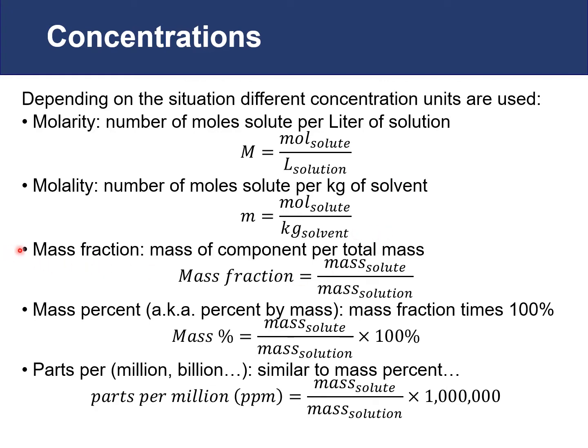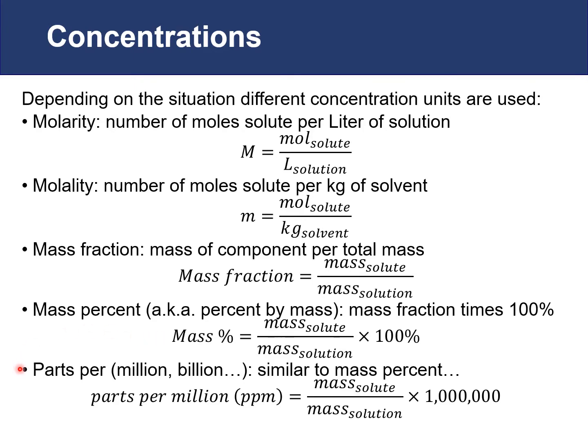Then we also have mass fraction. This one is used primarily by those in the environmental field and engineers. Mass fraction is calculated as the mass of component per total mass. So mass fraction is the fraction having mass of the solute divided by the mass of the solution. So again, solution is a combination of both the solute and the solvent. Mass percent, also sometimes called percent by mass, is the mass fraction times 100 to convert it into a percent.